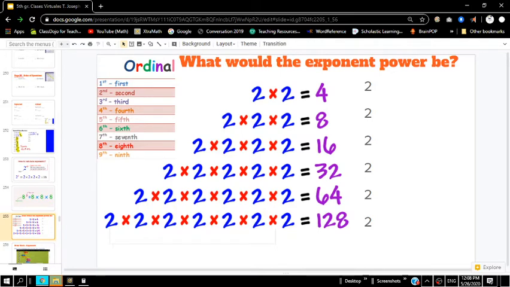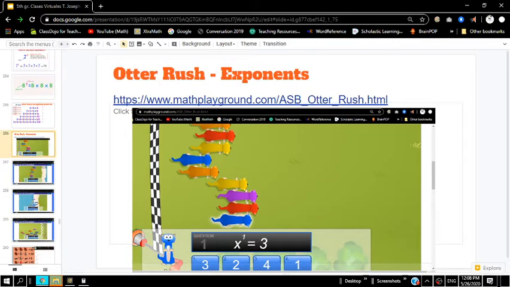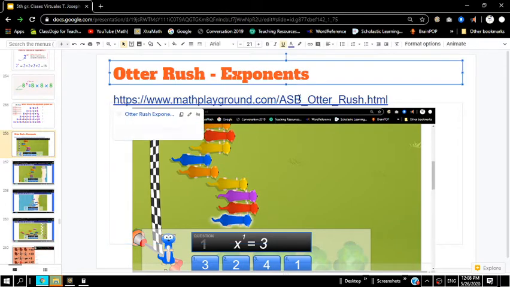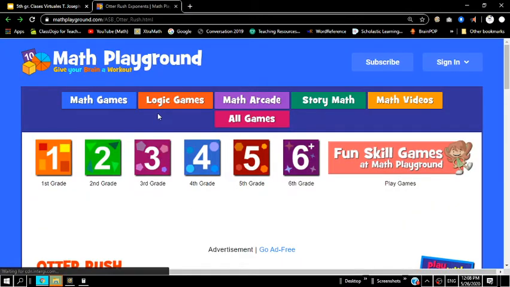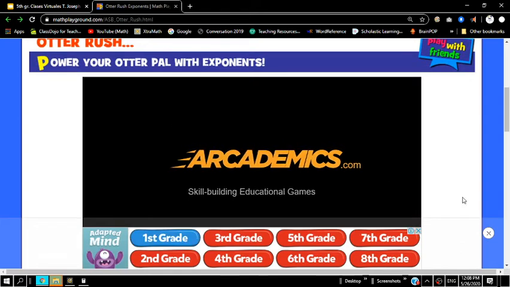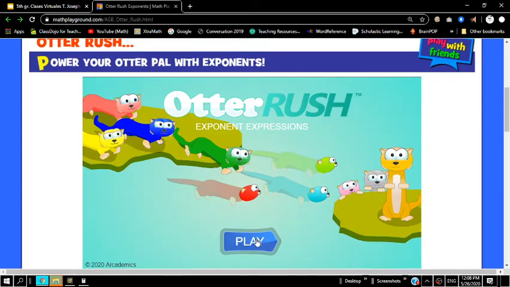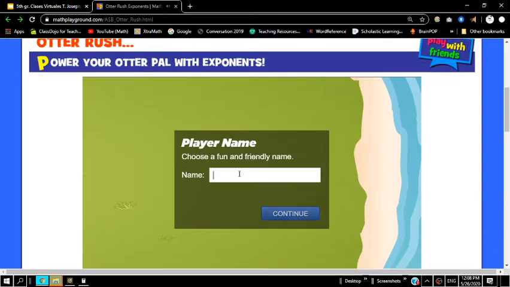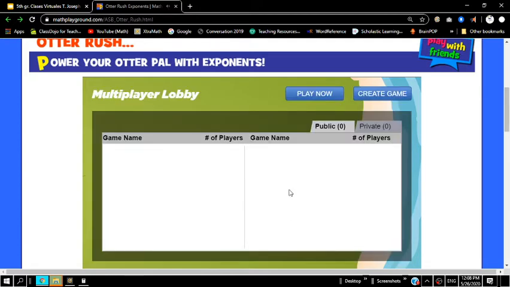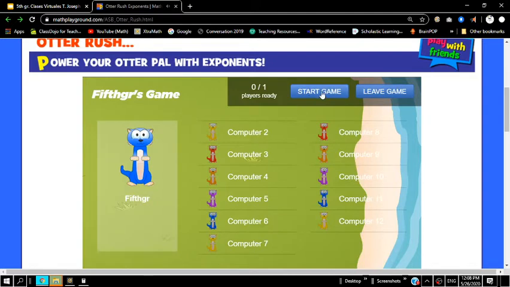We looked at this exercise last time. You can even play, if you really wanted to, this game on Math Playground. Let's actually take a look at it. I think it's pretty cool. This will help you with exponents. I played it earlier today, and I think it's pretty neat. So let's just change our name to 5th grade and get started. Play now. All right, so we're looking at exponents right now.